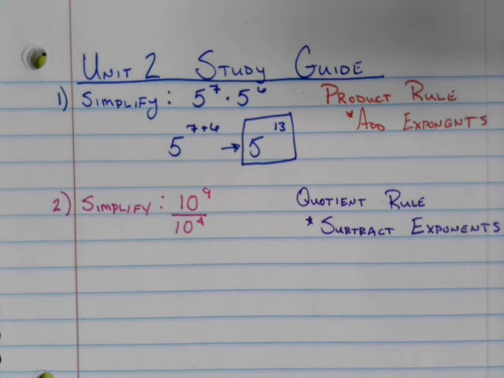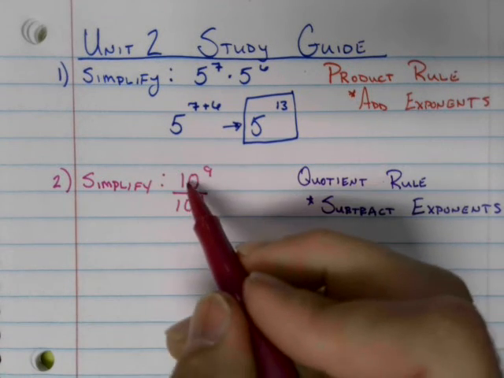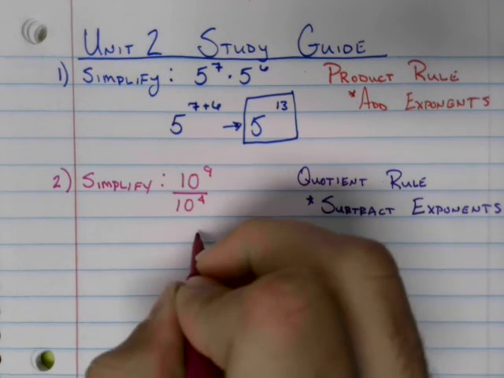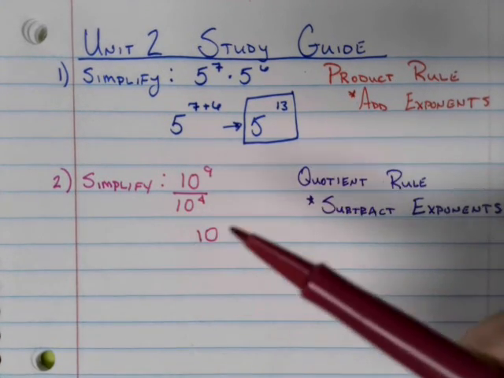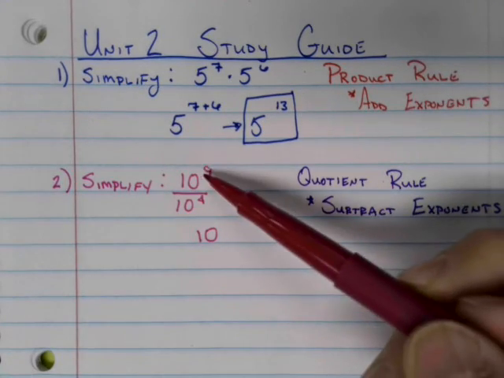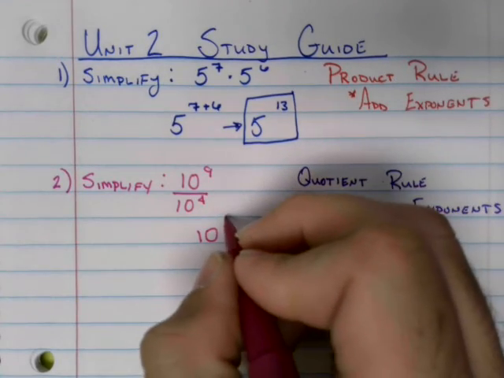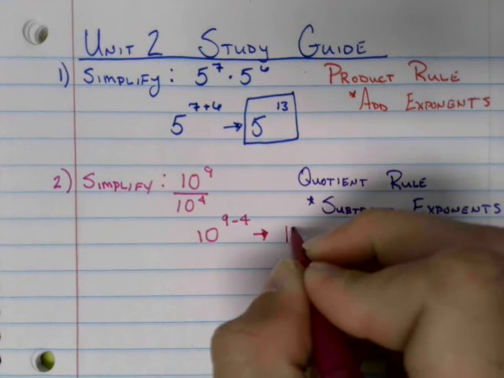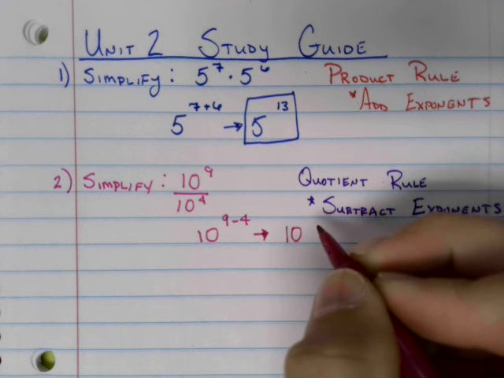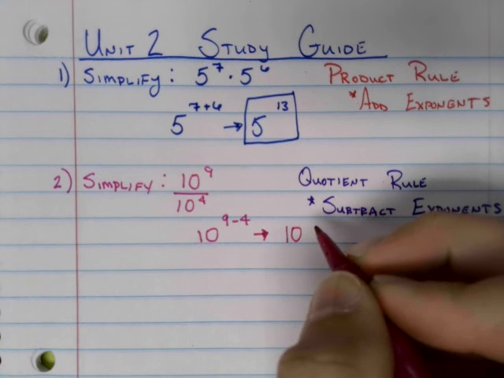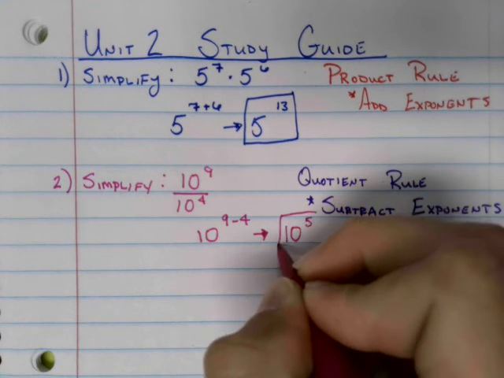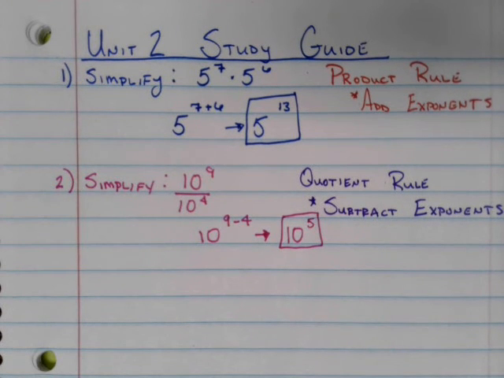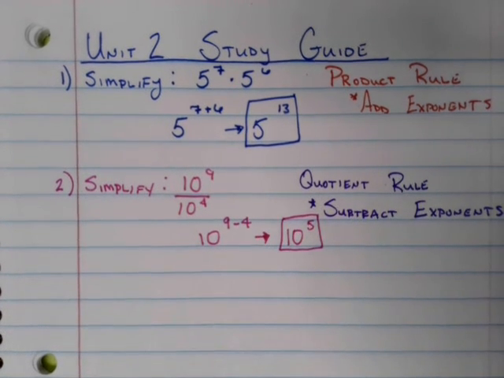All right, so when we subtract these exponents, we have to have the same base. So if we look here in number 2, we have the same base, which is 10. And remember, you read a book from left to right and top to bottom. Same thing, we subtract top to bottom. It'll be 10 raised to the 9 minus 4, and 9 minus 4 will give you what? 5. So you have 10 to the 5th power. So we have product rule, quotient rule.